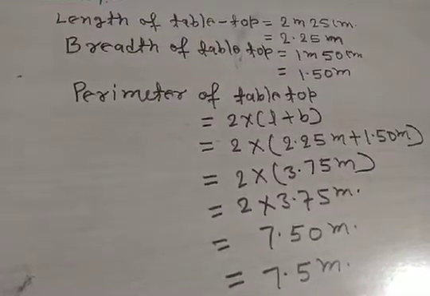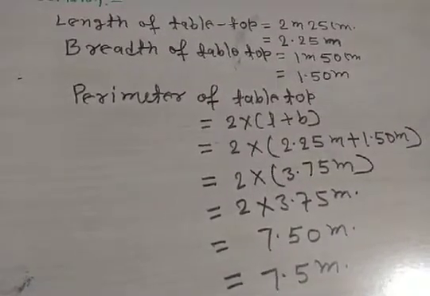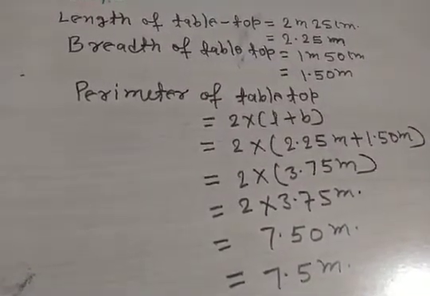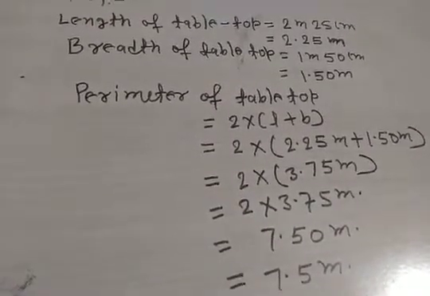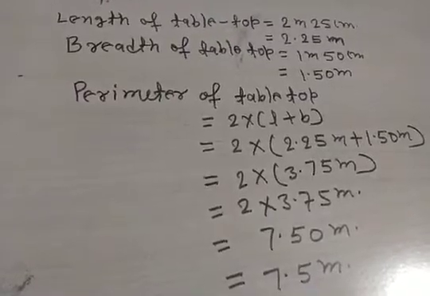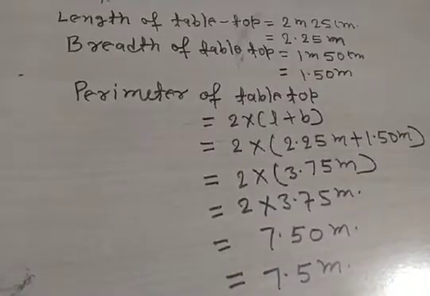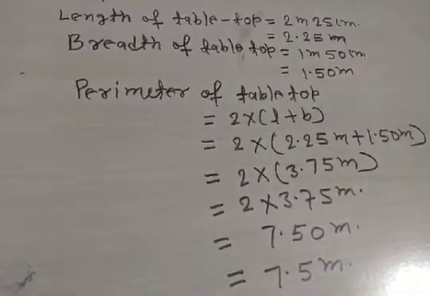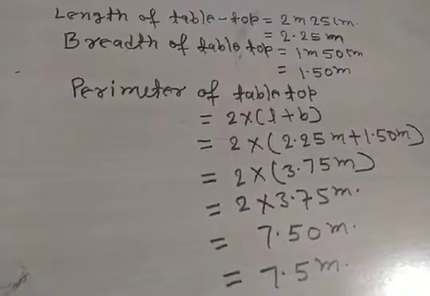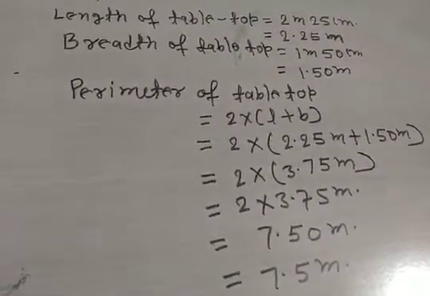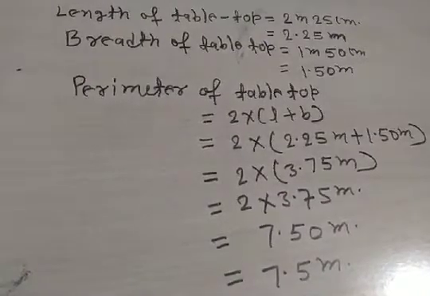So we use a formula. The tabletop is the shape of a rectangle, or you can say rectangular. So we use the perimeter of a rectangle, 2 into (L plus B). Length L is given as 2.25 meters and the breadth is 1.50 meters. So we put in the values of length and breadth, and we obtain 2 into (2.25 meters plus 1.50 meters).